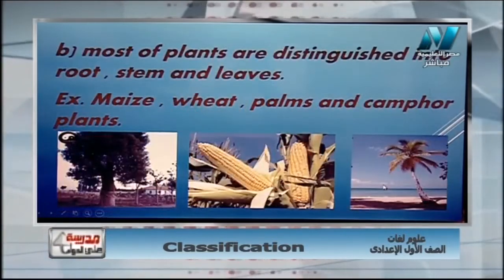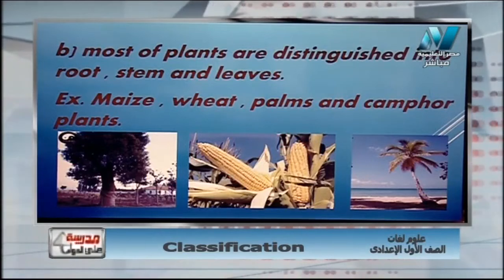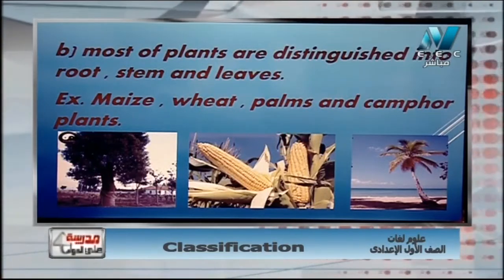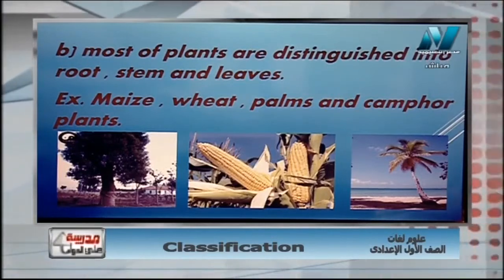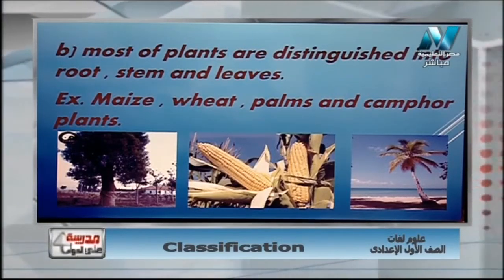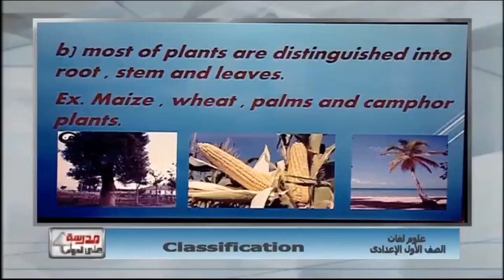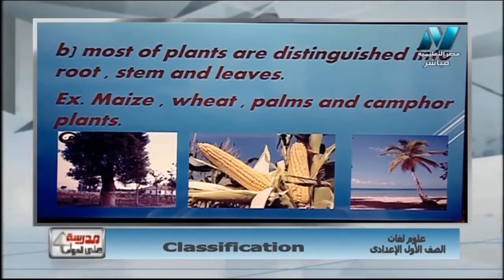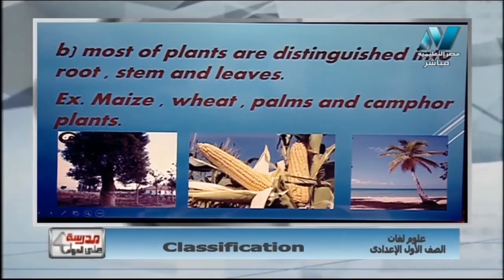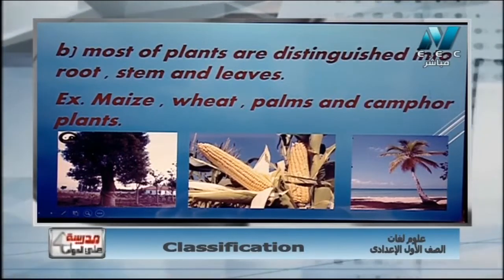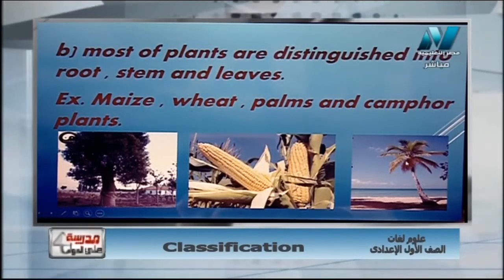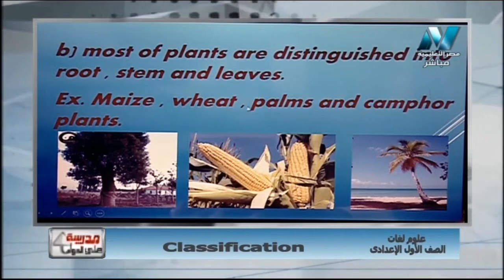B. Most plants are distinguished into root, stem, and leaves. So we have two types of plants according to the external shape. Plants that don't have roots, stem, or leaves, and number two, plants that have roots, stem, and leaves. As what? As maize. The second picture is for maize. Wheat. Palm, and camphor.